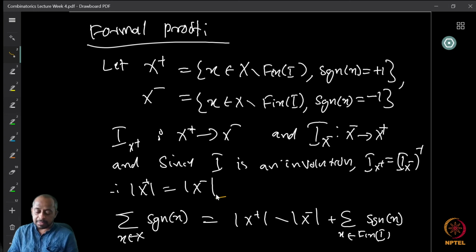Their cardinalities must be the same, and therefore the summation over all x belonging to X of sign of x is equal to, if you want, of course, you can write the summation over all x in X plus, plus the summation over x in X minus. This will be the cardinality of X plus and the cardinality of X minus, and they are opposite signs, so they cancel out, and what remains is the sum over all the fixed elements of the sign of x, and that is the formal proof.